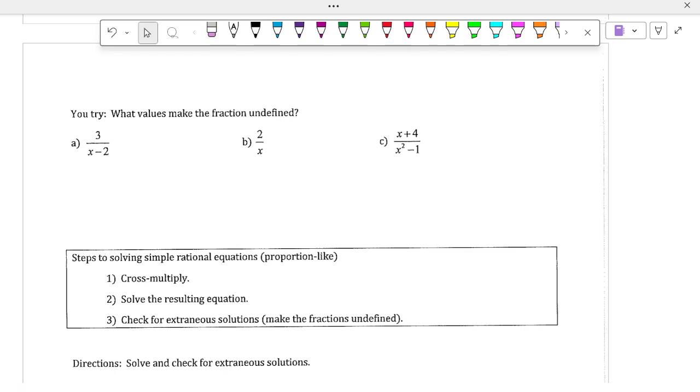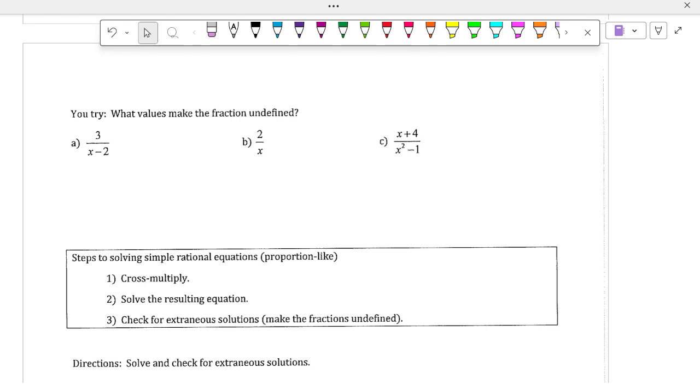All right, so you're in your packet, page 38. All right. Shh, shh, shh.